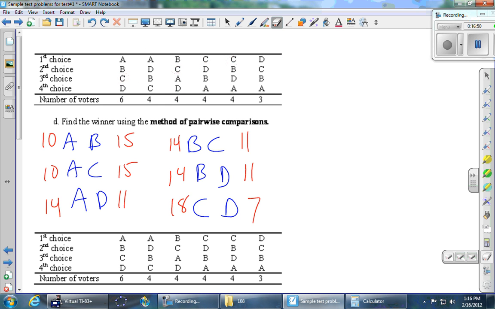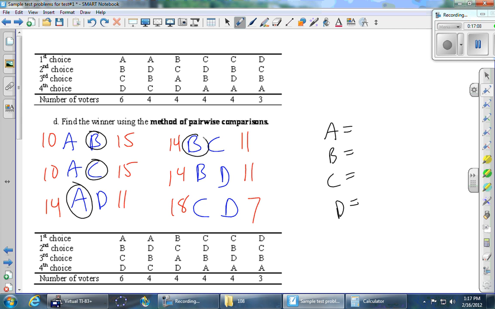And then in terms of the method of pairwise comparisons, we're looking to award points to each of the candidates based on how many head-to-heads they won. So let's circle the winners in each of these. The first row, A versus B. B was the winner with 15 points. C wins this one, then A wins. B has more there, B has more there, and C has more there. So how many times was A circled? Just once, meaning A gets 1 point for 1 win. How many times was B circled? 3 times, 3 points for those 3 wins. C was circled twice, that's 2 points. D was circled not at all, 0 points.